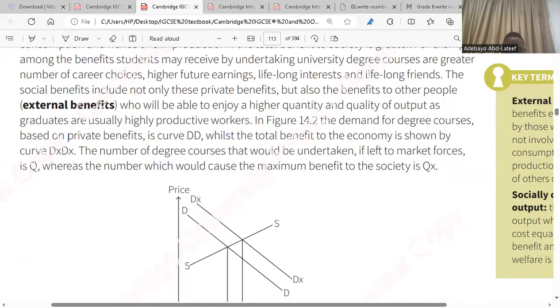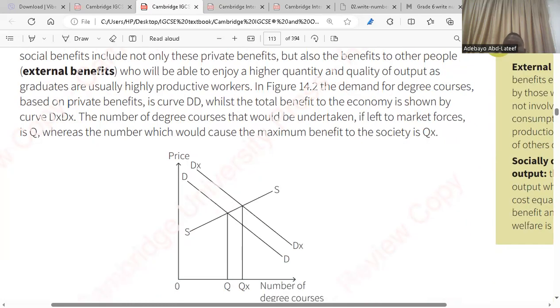So here they said the demand for degree courses based on private benefit is called DD, while the total benefit to the economy is shown as DX. So here, the maximum benefit should be at QX. Why? Because at DD, it is private, but to the third party, it is DX. And it will continue. So when you are educated, when you learn from me, you teach others, you are able to do a lot of things for yourself, for your family, for your society. So it will continue to increase at QX. Do you get the point here?